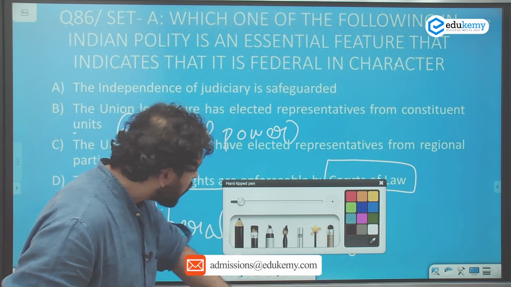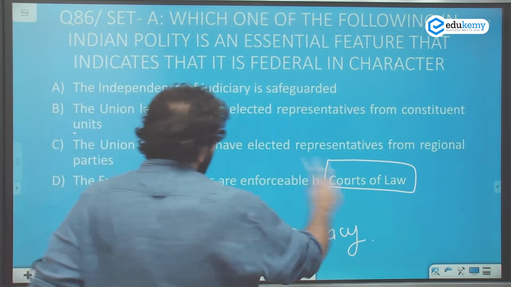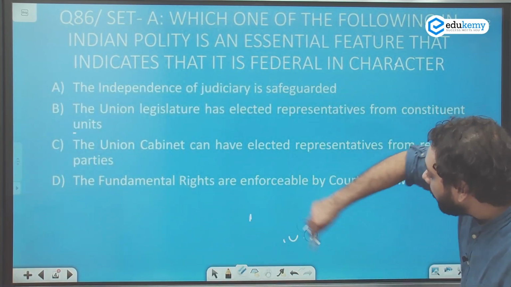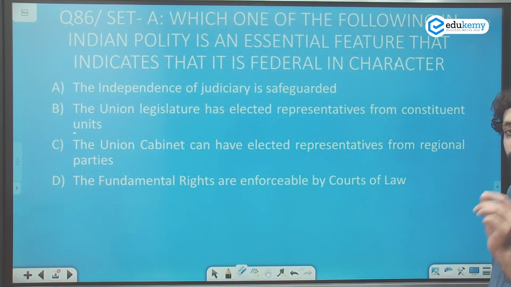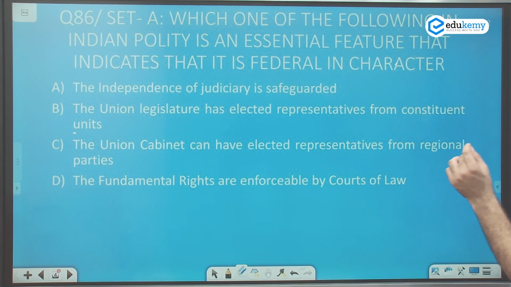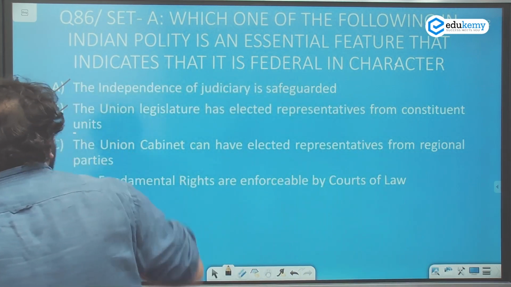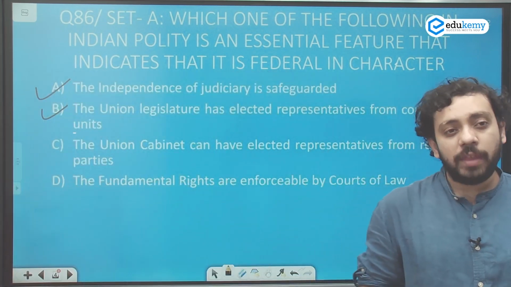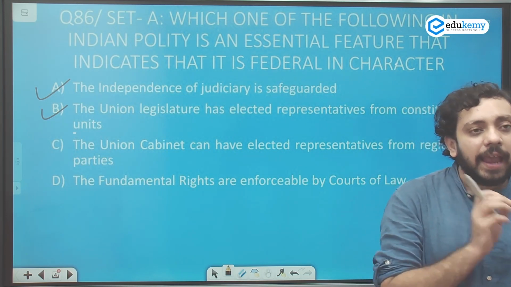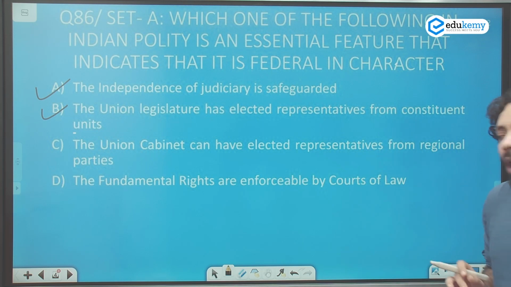And once we have ruled out these options, we can come to look at the two debatable questions more clearly. Now, option number A says independence of judiciary, which is indeed a feature of federalism. And option number B points to the union legislature, which has elected representatives from constituent units. As you can see, there is a very clear and close contest between A and B. Both of them will be found in standard textbooks as being elements of Indian polity, which indicate that it is federal in character. In a situation like this, how do we make a judgment?